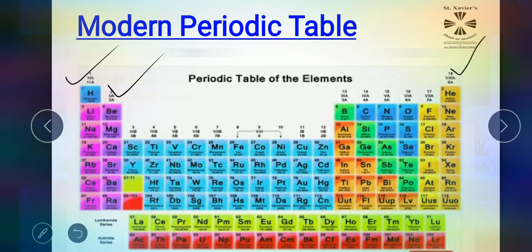They are in octet, students. That means their outermost orbit is in stable form, and that's why they are inert. They don't react with others. They are also called inert gases, students.